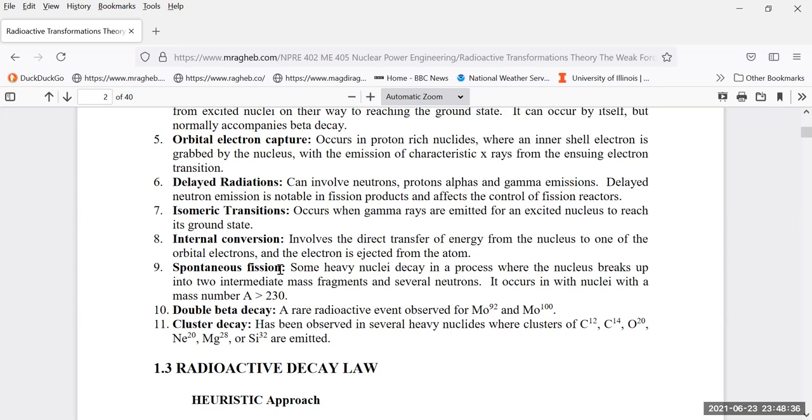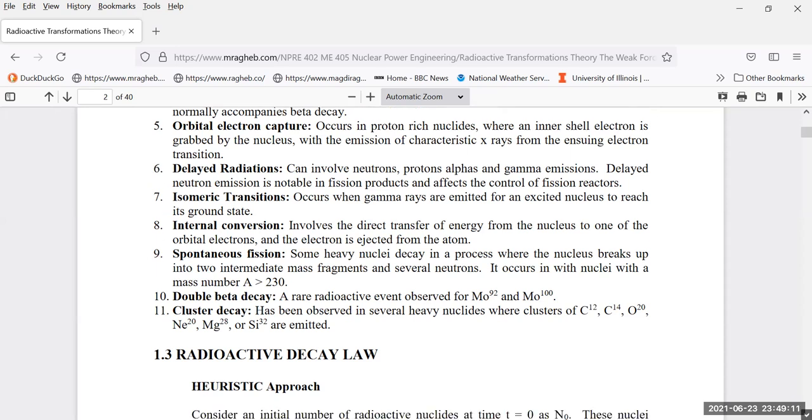In that case, they use the implosion process. Some observations have been made of double beta decay for some isotopes like molybdenum-92, molybdenum-90, and whole decay of atoms being emitted. So you find some heavy elements can emit whole nuclei of carbon-12, carbon-14, oxygen-20, neon-20, magnesium-28, or silicon-33. So it's very important for us to study the processes of radioactivity.